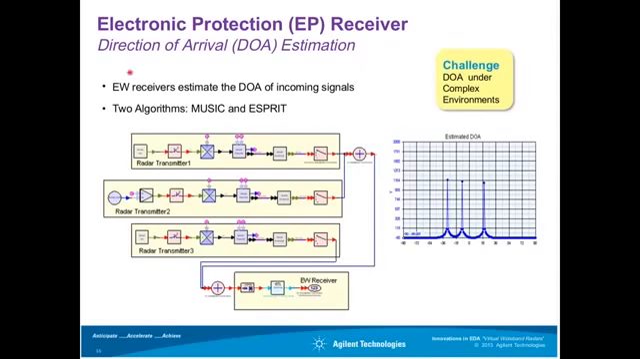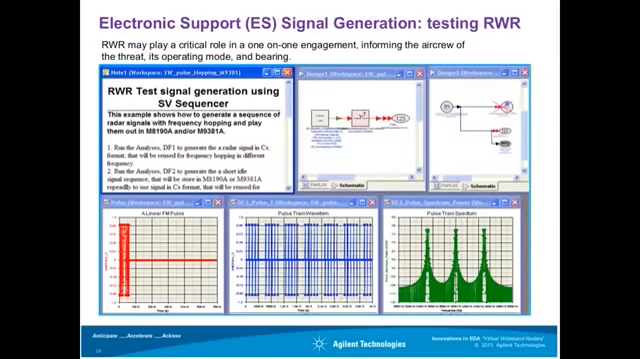In our SystemVue, we also provide ES receiver design. We allow you to do direction of arrival estimation, and we also allow you to do the radar warning receiver.